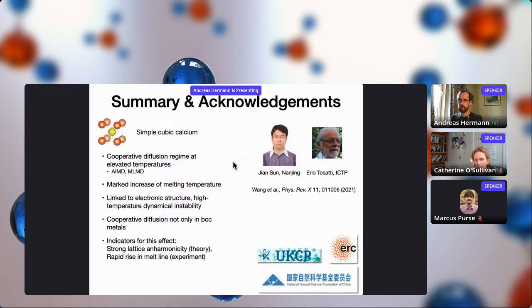Okay, so to summarize what I just told you, I told you a little story about simple cubic calcium, where we uncovered a cooperative diffusion regime at elevated temperatures and pressures using ab initio or machine-learned molecular dynamics simulations. In turn, the presence of this partially molten phase, because it now has a lower free energy than the pure solid, leads to a marked increase of the melting temperature and explains the melting line behavior of calcium. We can link the presence of this state to the particular electronic structure of calcium, it being an electride, and the emergence of a high temperature dynamic instability as opposed to a ground state dynamic instability.